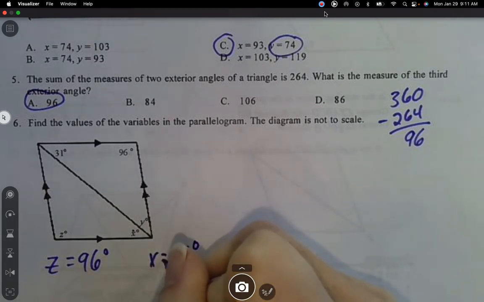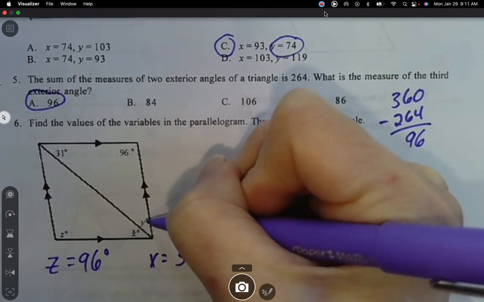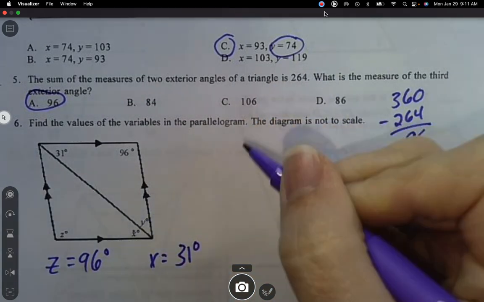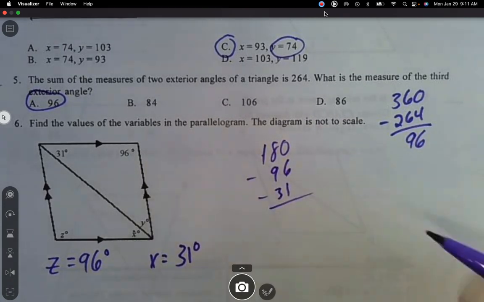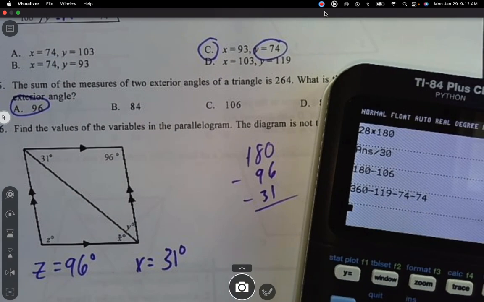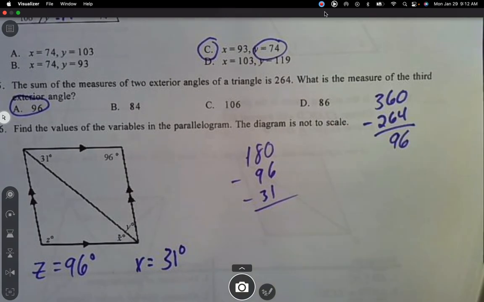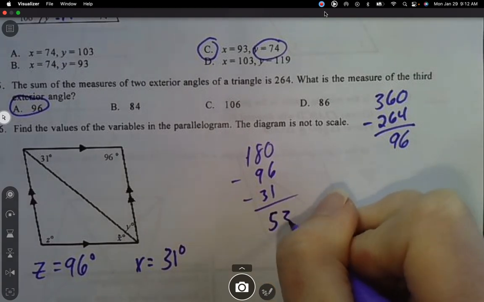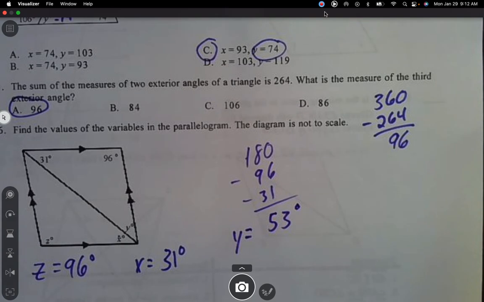Okay, I don't know if you remember that these are alternate angles, but if this one's 31, what's X? 31. Now, if I know this one's 96 and this one's 31, how do I find this one? She said I'm going to add 96 and 31, and then I'm going to subtract that from 180. And it's 53. So y is 53. Okay? So that's our first page.